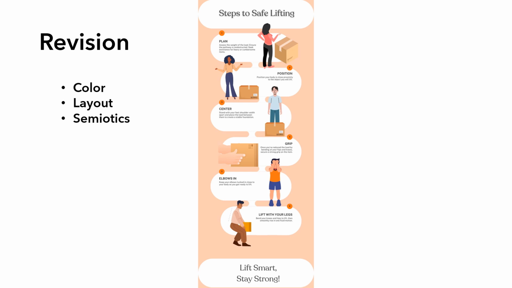I used a more muted background color, but left the numbers in the bright orange to draw attention to the steps still and to help lead the eye from step 1 all the way through 6. I kept most of the original language of the infographic since I'm certainly not an expert in safe lifting, but I did try to revise some of the clunkier wording to help the reader understand each step.